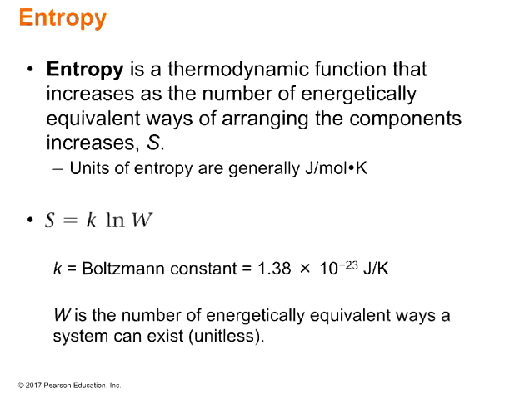All right, now for a more classical definition of entropy, entropy is a thermodynamic function that increases as the number of energetically equivalent ways of arranging the components increases. So that's a really fancy way of saying that entropy depends on how many different ways we can arrange something. So we're going to give entropy the symbol S.